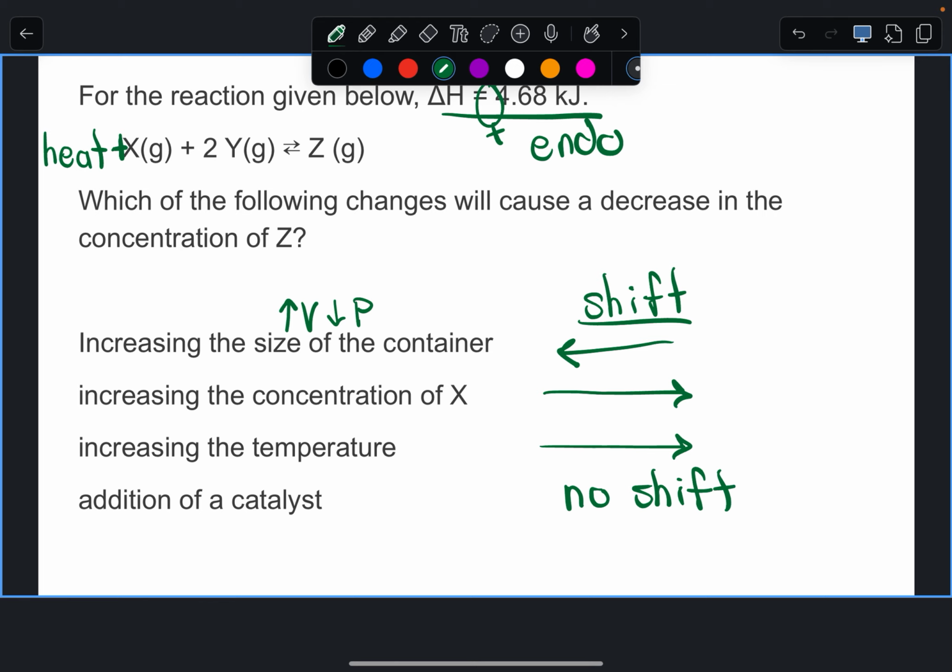So increasing the size of the container, that drops the pressure. So you do have to memorize that basically if you don't remember it from when we did gases. If the volume goes up, pressure will go down, and vice versa. So if you drop the pressure, it's going to shift to wherever there's more gas to bring that pressure back up. So that's the reactant side. Increasing the concentration of X, it's a reactant, it'll shift to get rid of that to the product side. And then because it's endothermic, heat's a reactant. So if I increase the temperature, it's just like increasing a reactant. It'll shift to the product side to get rid of some of that.